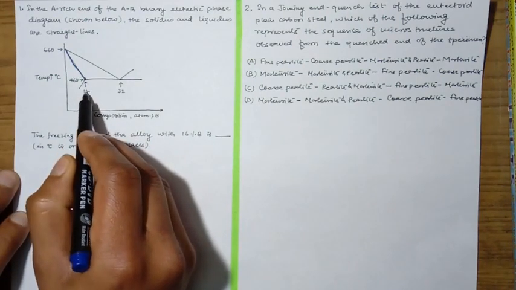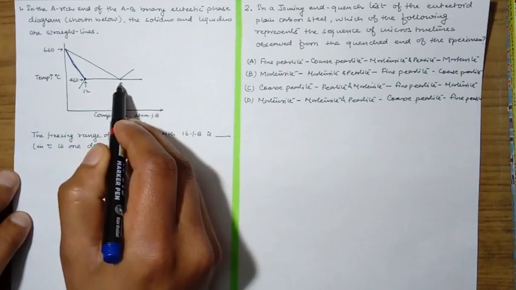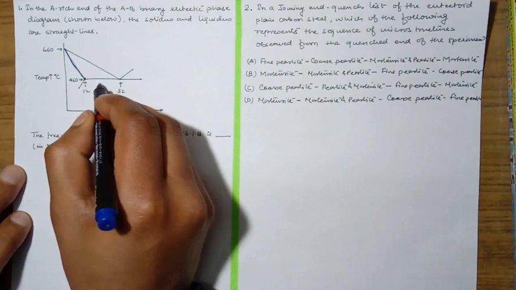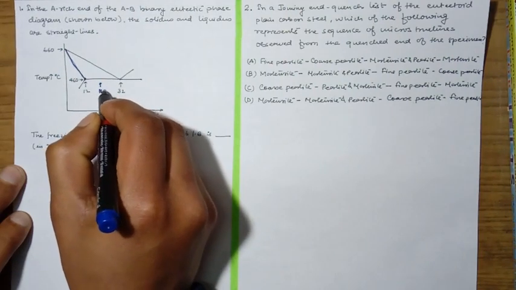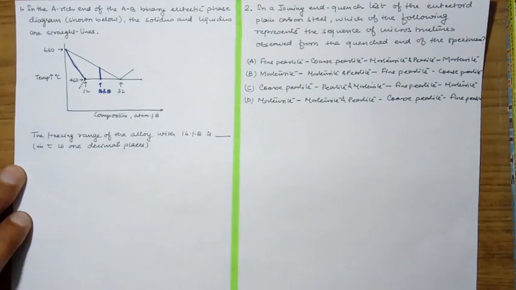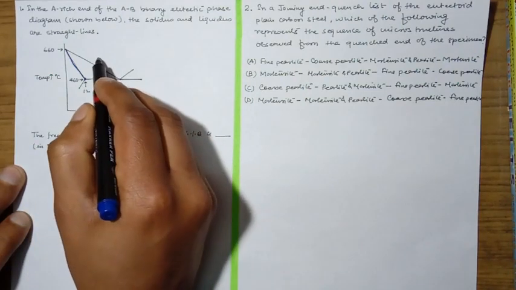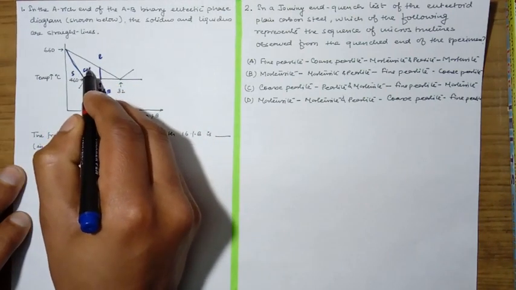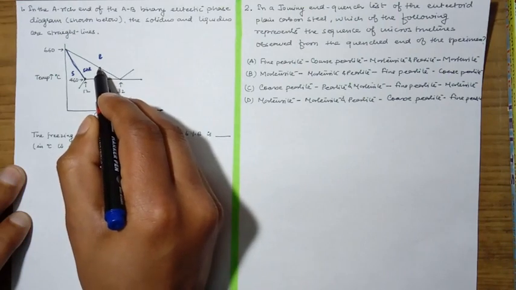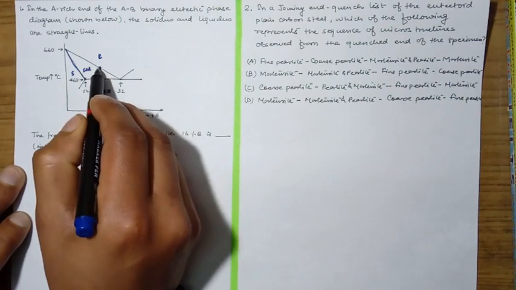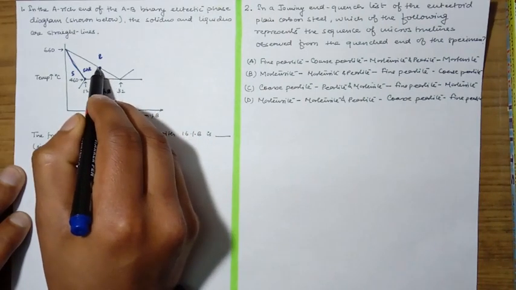like here we have been given that this point is 12% B and this is 32% B. So somewhere in between it will be 16% B. So let it be here. Okay. Now since it is asking the freezing range, we know here there is a liquid and here it is solid, and this is the region of solid plus liquid. So solidification will start from this point and end at this point. So we have to calculate this value, the range.